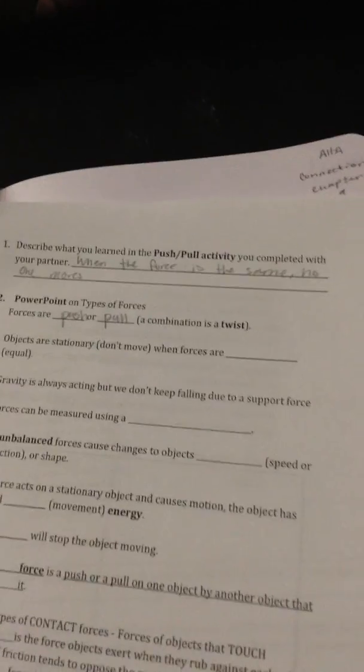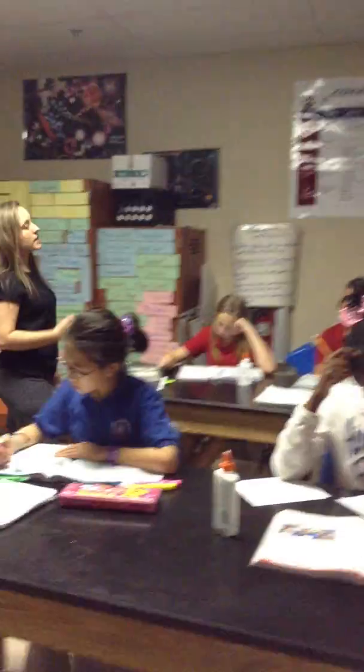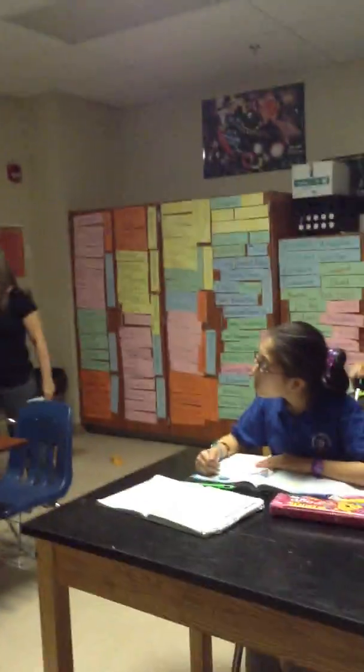Alright, so we're on our notes. It says number 2, PowerPoint. Forces are a push or a pull. So you're going to fill in those missing words. And if you combine a push and a pull, you have a twist. Okay? Very elementary. I think you've learned this already. When one object pushes or pulls on another object, the first object exerts a force on the second object. So if I exert a force on an object, it's going to move. Okay? If I have more force than the object.